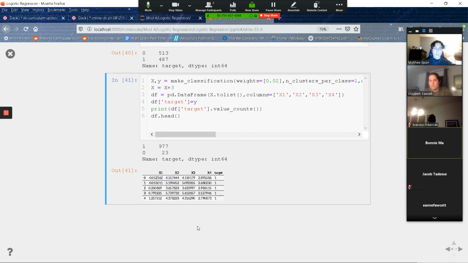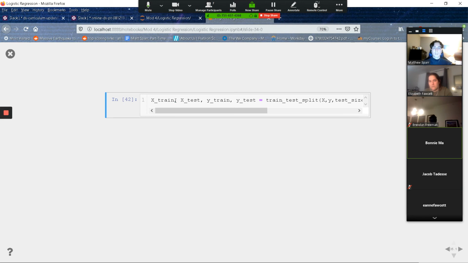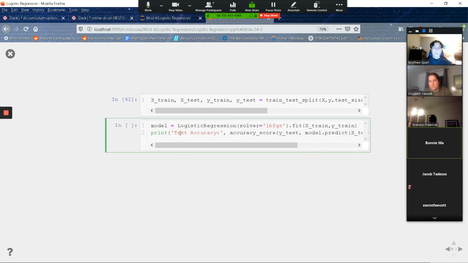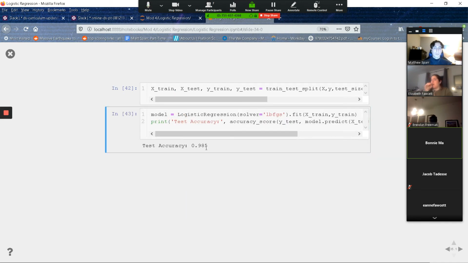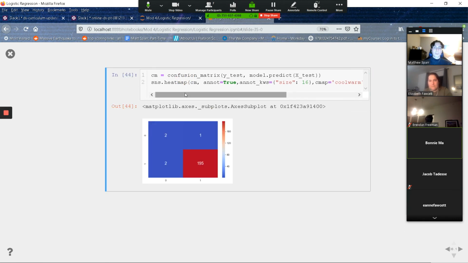So now we'll see how a logistic regression model kind of handles that imbalance. So we'll do a train test split, fit a logistic regression model, and print out the test accuracy. So it's 0.985, which sounds pretty good. But then we'll plot out a confusion matrix. Now, does anybody see the problem with this and why a 98% accuracy doesn't really mean anything?